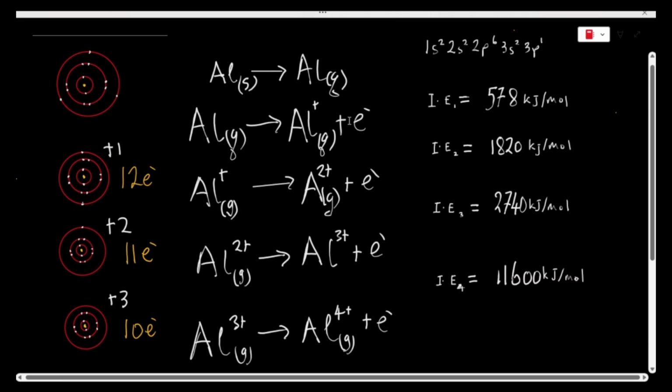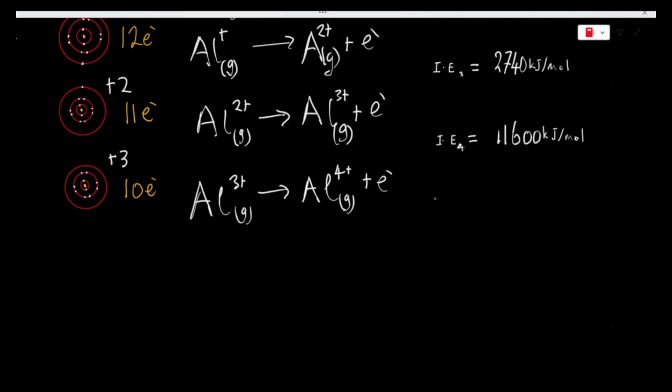Now, this equation means that with a gaseous aluminium atom, when you remove an electron from it, you will be left with 1 mole of gaseous +1 ion. The energy required to do that is 578 kilojoules per mole. Ionization energy is measured in kilojoules per mole. It is also sometimes measured in electron volts. By the way, 1 electron volt is equal to 96.485 kilojoules per mole.